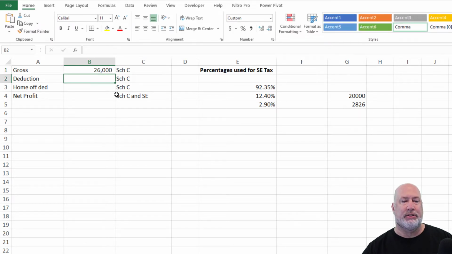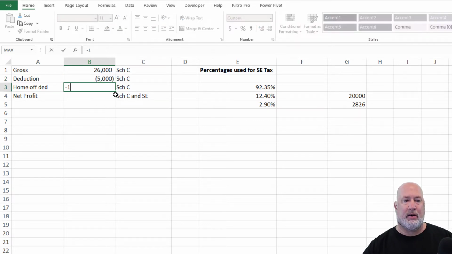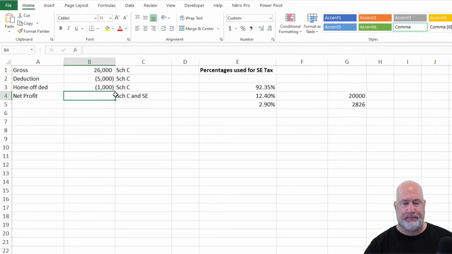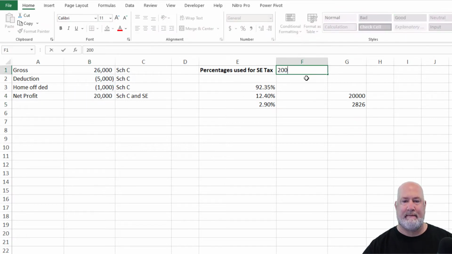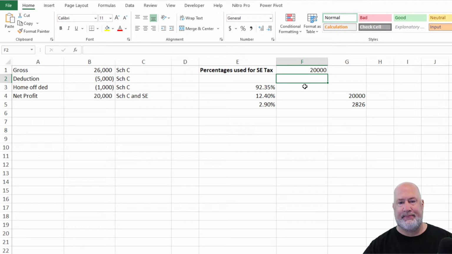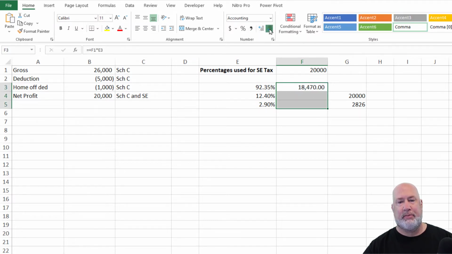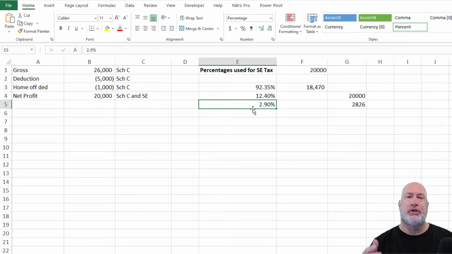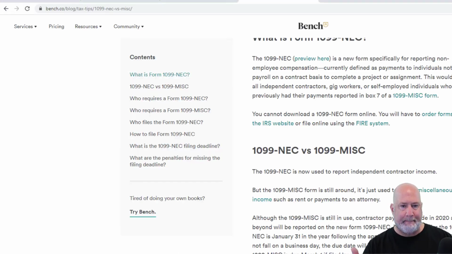26,000 was our gross from Schedule C. We had $5,000 in deductions. And our home office, we took 1,000. 20,000, it pops over here. Schedule SE, you take that number and you multiply it times 0.9235. And then here's a couple other percentages you should know about, 12.4 and 2.9. Where do these come from?